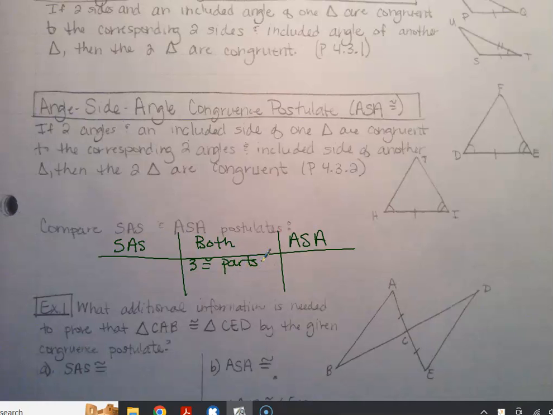And then we could say, well, side angle side has two congruent sides and one congruent angle, whereas this one has two congruent angles and one congruent side. Does that make sense? Do we need more than that? Do you guys see anything else?